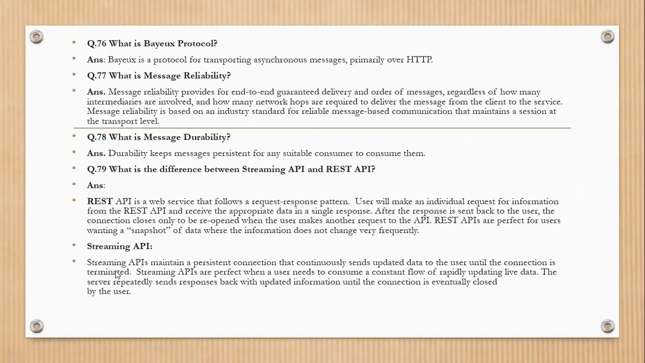Next, streaming API. Streaming API maintains the connection continually. You send updated data to the users until the connection is closed. Streaming APIs are perfect when users need to consume an extended flow of repeatedly updating live data. The server repeatedly sends responses back with updated information until the connection is eventually closed by the user.